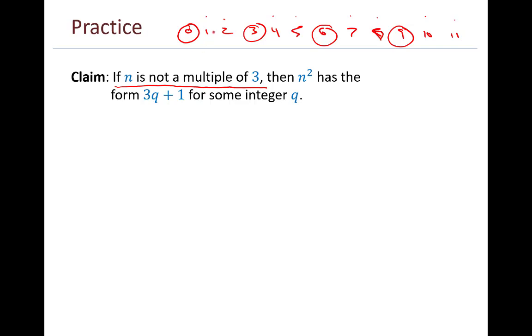Now notice that the number 1 is 1 more than a multiple of 3, and 4 is 1 more than a multiple of 3. 7 is 1 more than a multiple of 3. 10 is 1 more than a multiple of 3. And the 2 is 2 more than a multiple of 3. 5 is 2 more than a multiple of 3, and so on. So basically, the two cases are that this n can be either 1 more than a multiple of 3, or n is 2 more than a multiple of 3.